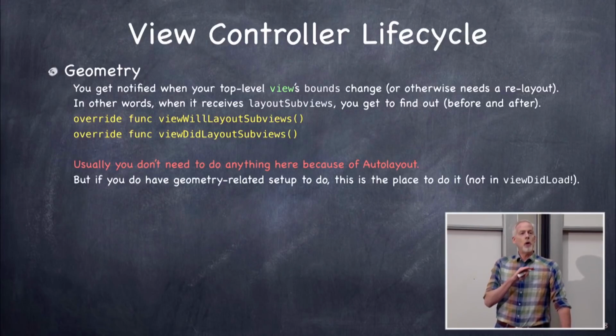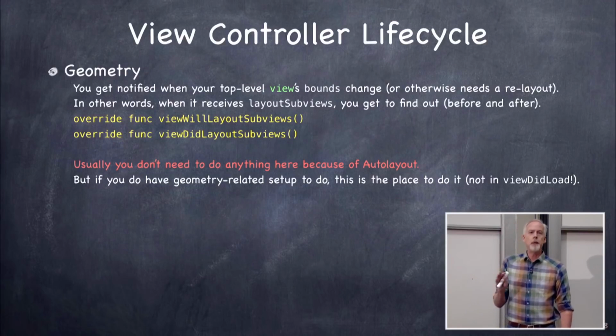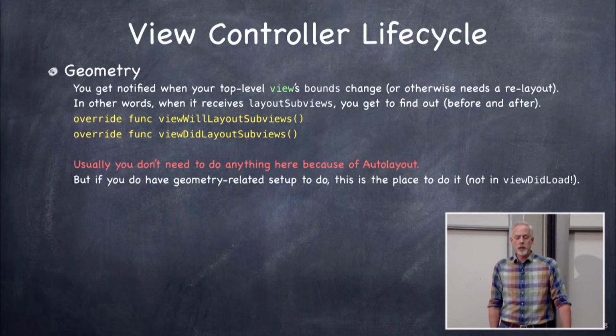Now, usually you don't need to implement these methods. Why? Because you use Auto Layout, right? All that control dragging, pinning things to the edges, keeping things in the center, fixing aspect ratios, all that business. You're doing that, and that is automatically being invoked in the layoutSubviews of your top level view. So you don't actually need to do anything in your controller. Okay? But if you do feel like you need to do something in your controller, this is definitely the place to do it.